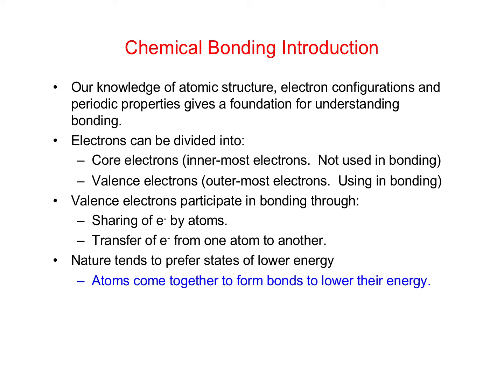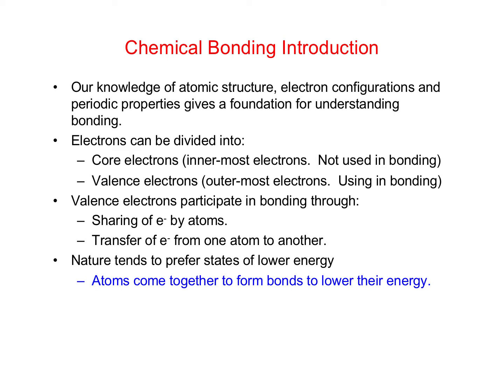And then we have the valence electrons. These are the outermost electrons. They're furthest from the nucleus. They're the highest in energy, and these are the electrons that are going to be involved in chemical bonding. So all electrons are either core or valence, and it's the valence electrons that participate in chemical bonds.